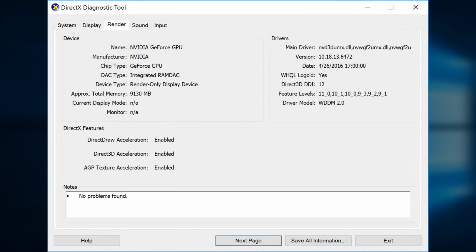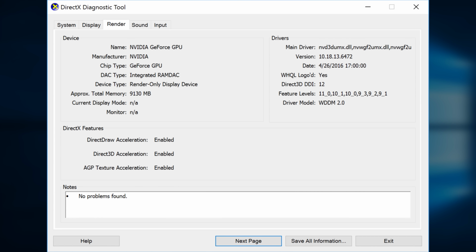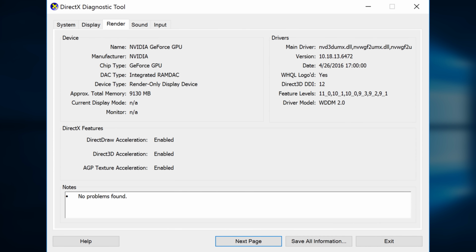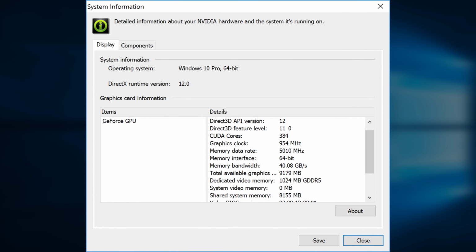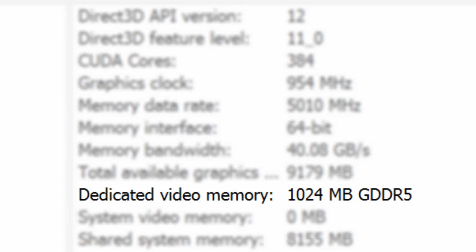Take note that running the DirectX diagnostic tool on the Surface Book with the dGPU will report back around 9,130 megabytes of available graphics memory. Converted, that is about 9 gigabytes of VRAM. However, a lot of us have heard that this custom-made NVIDIA dGPU was built with only 1 gigabyte of VRAM. That is absolutely correct. The dGPU on the Surface Book is built with only 1 GB of video memory, specifically 1024 megabytes of dedicated video memory, as reported in the system information pane from the NVIDIA control panel.